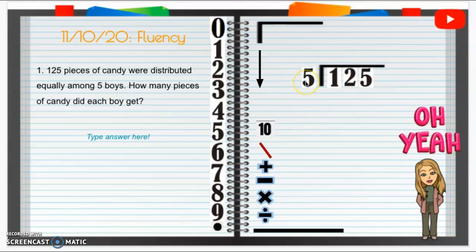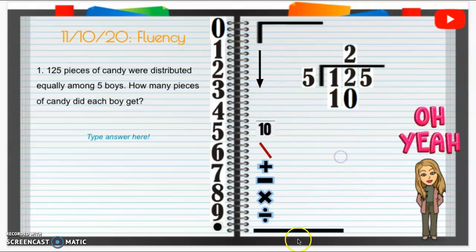All right, so how many times can 5 go into 1? It can't. Can 5 go into 12? Yeah, it can go into 12 2 times. So I'm going to put this 2 above the 2 to line it up here. So 5 times 2 is 10. I'm going to write down my 10.